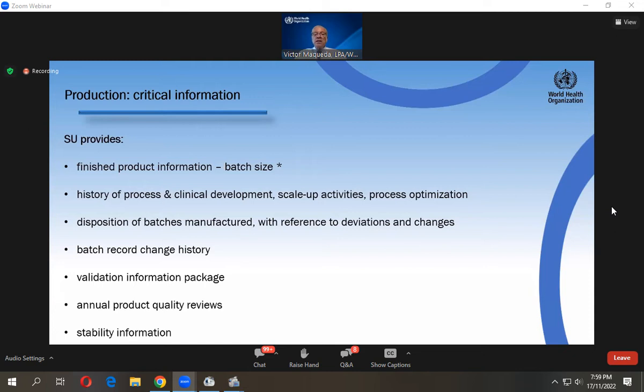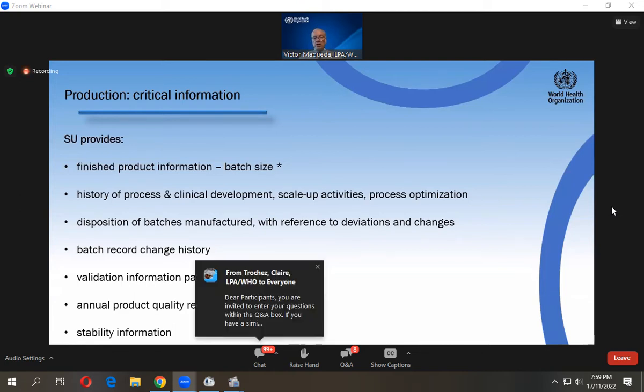Of course, that means that the sending unit has a very well-established quality system and should have a detailed change history on the batch record document, to understand what was considered to change, and if that would affect the new setting at the receiving site. Of course, all the validation information package, and when we say this, we talk about even qualification of equipment, utilities, and especially all the process validation.